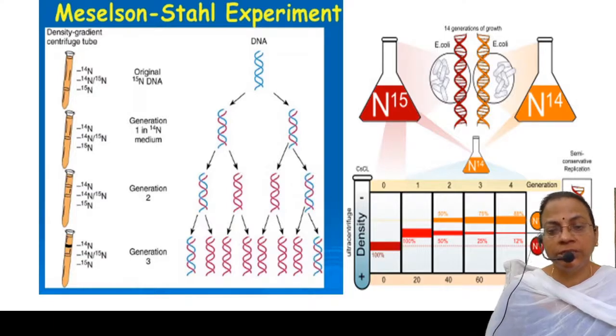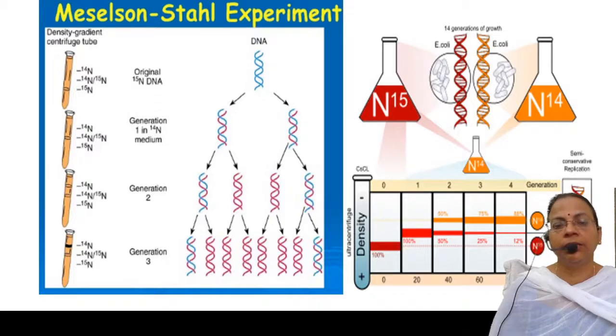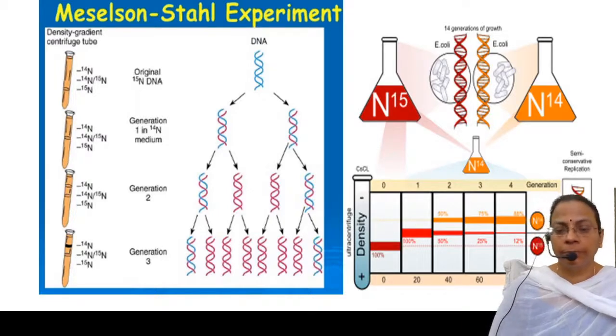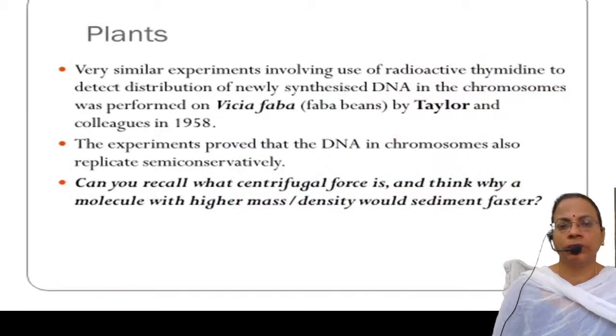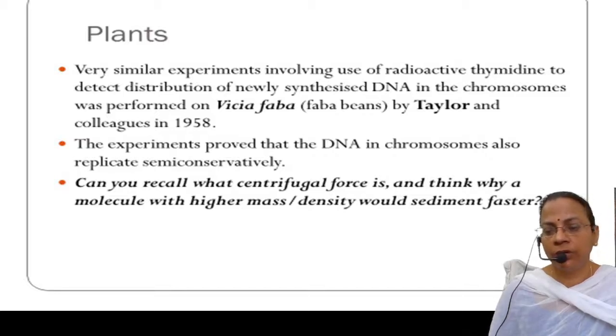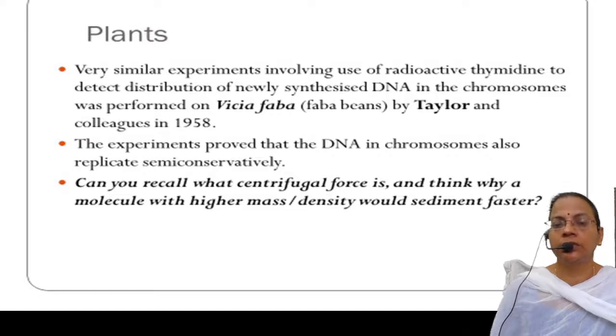So here the template is retained in the next generation also. One of the template strands is retained in the newly synthesized DNA. That type of replication is called the semi-conservative mode of replication. More or less a similar type of experiment was adopted in plants also. It was done by the scientists Taylor and colleagues on Vicia faba, the faba beans, and there also they demonstrated that even in plants the semi-conservative mode of replication is followed.